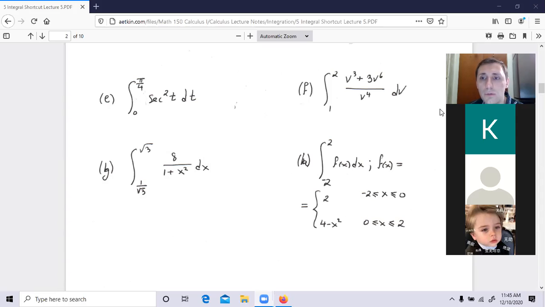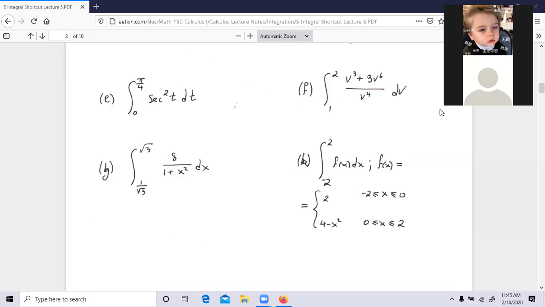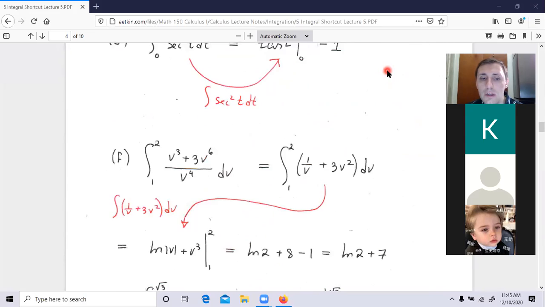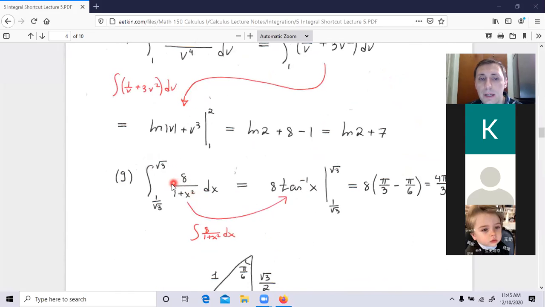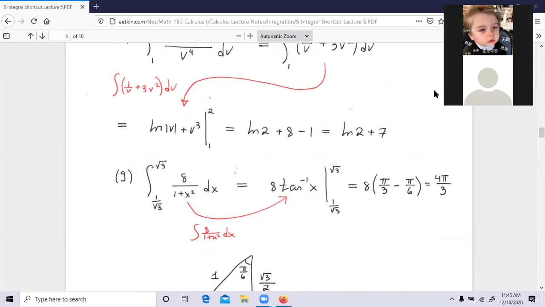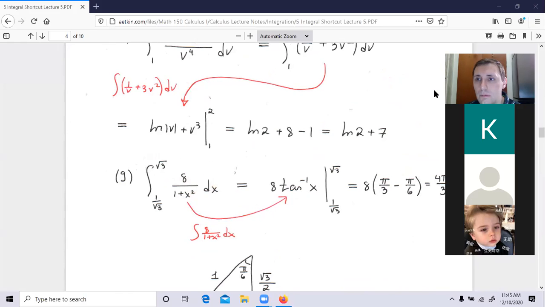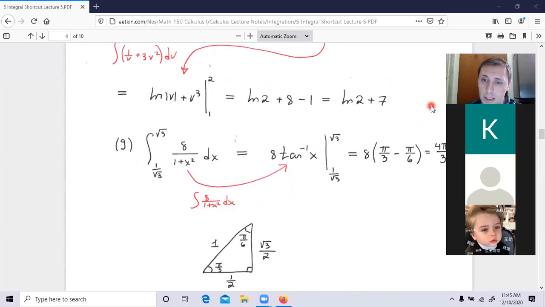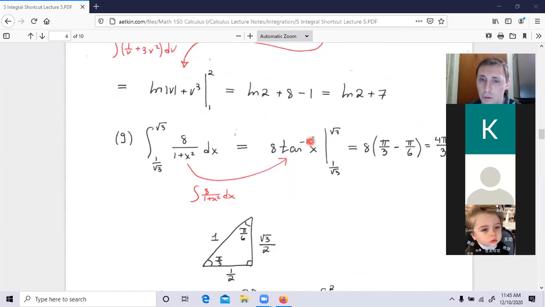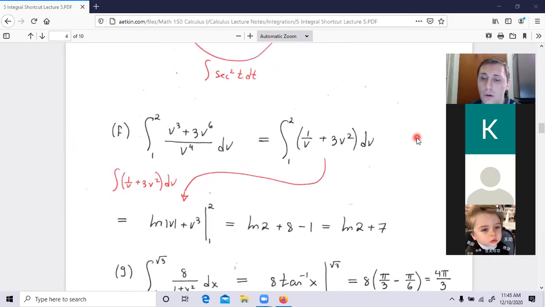Okay. Let's think of it, guys. What is this result? It's 8 over 1 plus x squared. What could be the antiderivative of it? That's simply 8 multiplied by tangent inverse. You agree? Derivative of tangent inverse, you should know, is 1 over 1 plus x squared. So the result is 8 multiplied by this expression evaluated at root 3, which is pi over 3, minus evaluated at 1 over root 3, which is pi over 6. So the answer is 4 pi over 3.